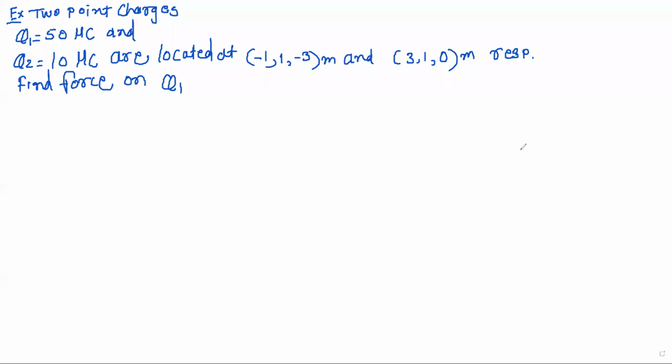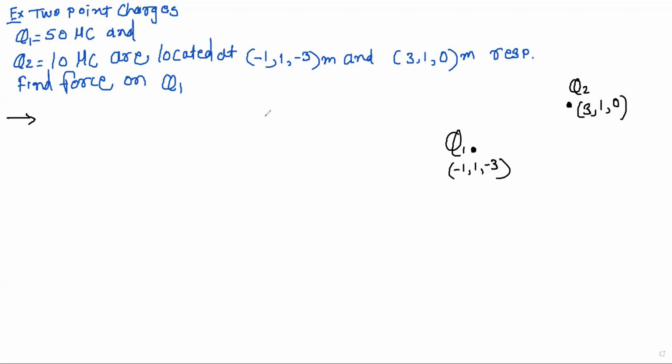See, you are having Q1 located somewhere here, right? So let us try to solve this example. Let's assume Q1 is located here, and we know the coordinates of Q1. What are the coordinates of Q1? It's -1, 1, -3. And you are having Q2 located here at location 3, 1, 0.